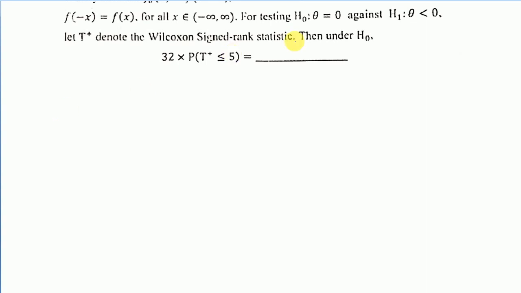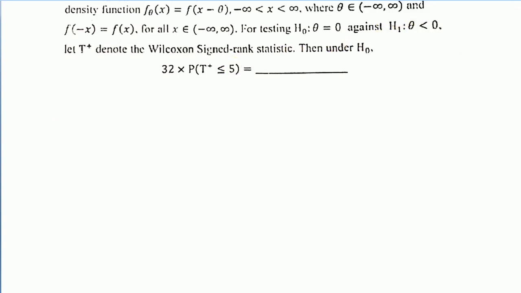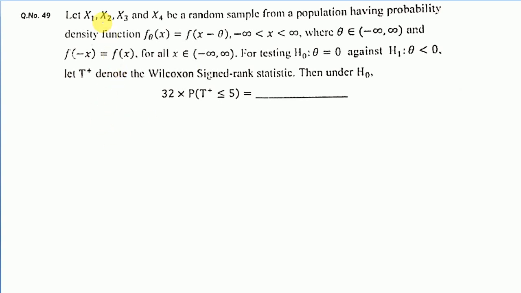Our second question is based on non-parametric test. So which non-parametric test are we going to use here? This is the Wilcoxon signed rank test. This question says: let x1, x2, x3 be a random sample from a population having probability density f(x) equals f(x minus theta), and f(minus x) equals f(x) for all x, for testing h0 versus h1. Let T plus denote the Wilcoxon signed rank test statistic. Then under h0, what will be the value of 32 into the probability T plus less than or equal to 5?